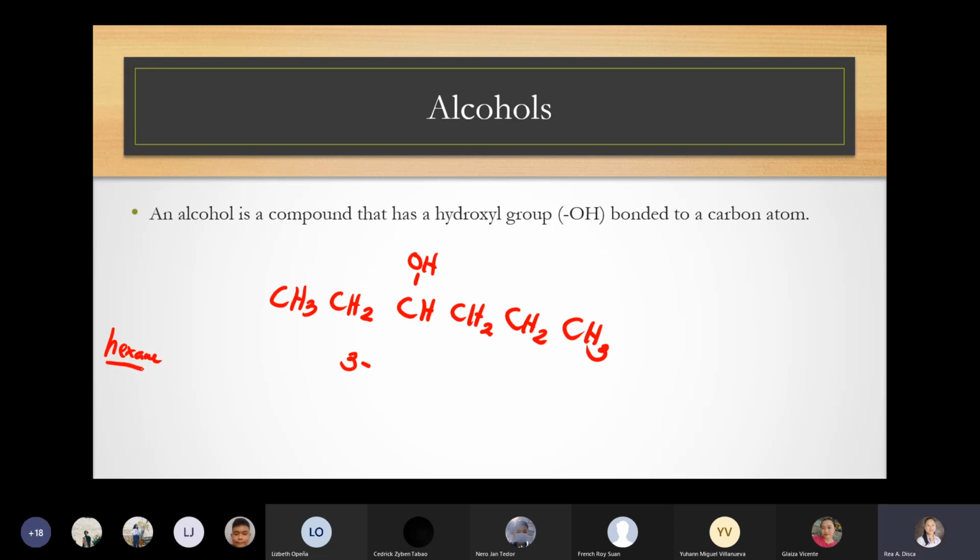Now, what would be the name of this alcohol or compound? Okay, hexane siya. Ano yung rule natin kapag hexane siya? Add OL, ma'am. Okay, add OL. So now this hexane, if it is alcohol, magiging hexanol, ma'am. Okay, hexanol. Okay, this would be 3 hexanol.